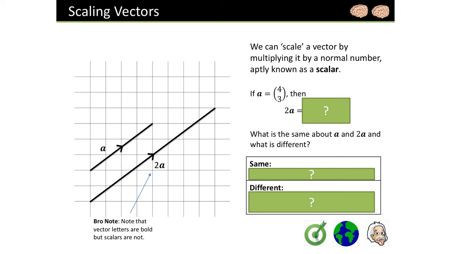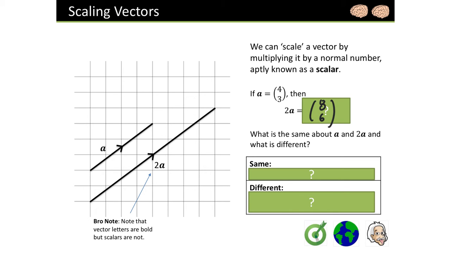So remember, all we're doing right now is looking at notation. We're just understanding what all these letters and stuff mean. So, A is 4, 3. 2A is double this, which is 8, 6. Okay? We literally just double both the values. Okay? So, have a look at this. What's the same about A and 2A, and what's different about A and 2A?